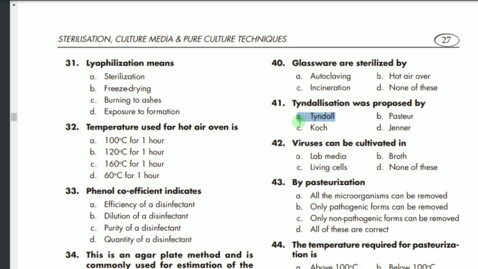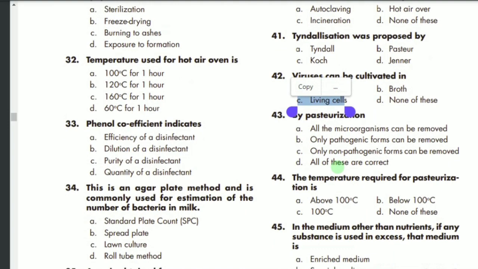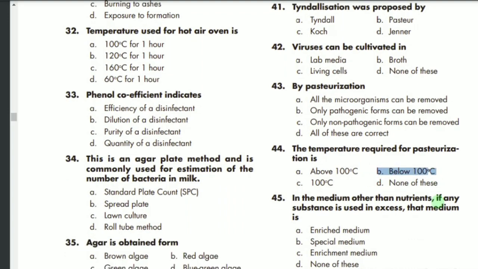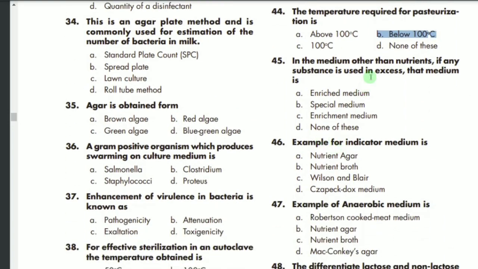Now MCQ number 42 says that viruses can be cultivated in, so they are obviously cultivated in living cells. C is the correct option. By pasteurization, what we have done is that only pathogens can be removed. Remember, B is the correct option. The temperature required for pasteurization is mostly below 100 centigrade. So this MCQ is again repeated.